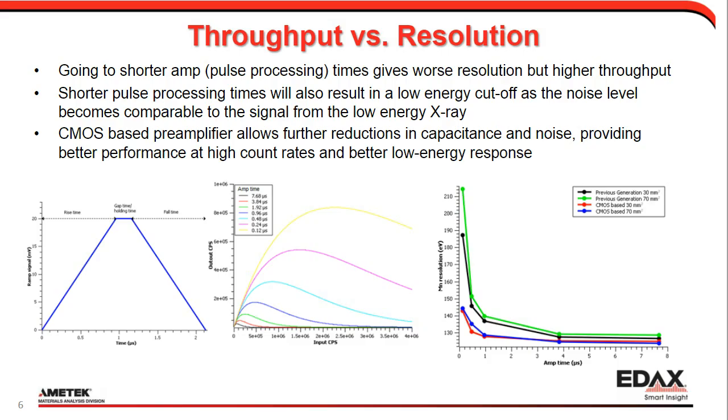Current generation detectors are equipped with CMOS-based preamps, which allow further reductions in capacitance and noise, providing better performance at high count rates and better low energy response. So at the shortest amp time, the resolution is still below 150 eV. However, the previous generation detectors are around 200 eV at this amp time.